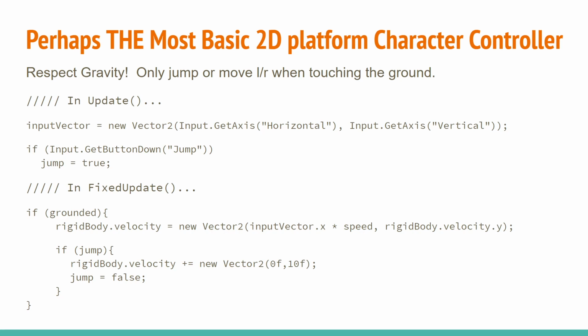Now, in the second part there, we say if jump. So we are acknowledging the fact that the jump Boolean, the jump flag, was set to true, and we jump. We jump by adding to our velocity some upward. So we say, okay, for some brief moment, we add 10 upward, basically, to its velocity.